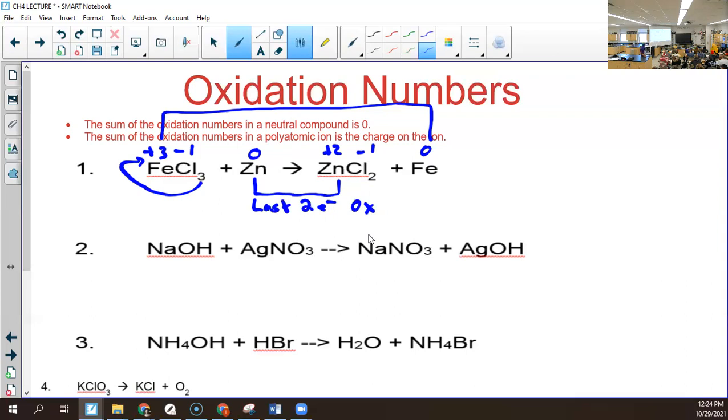Now, I did hear someone say it lost because metals are losers. Well, that's true, but who got reduced? Iron, and it's a metal. So yeah, life's crazy. All right, so iron went from a +3 to a 0. So what happened to it? It gained 3 electrons, and so it was reduced.